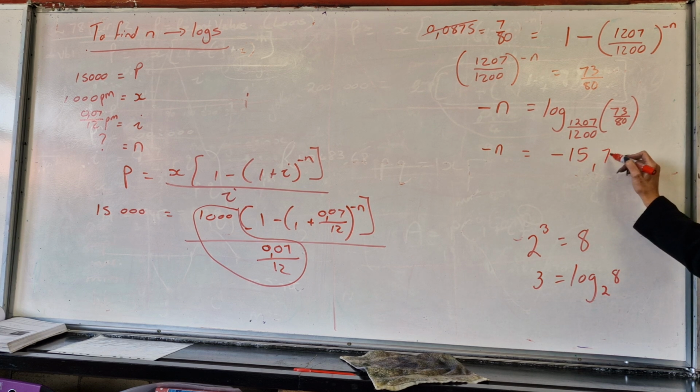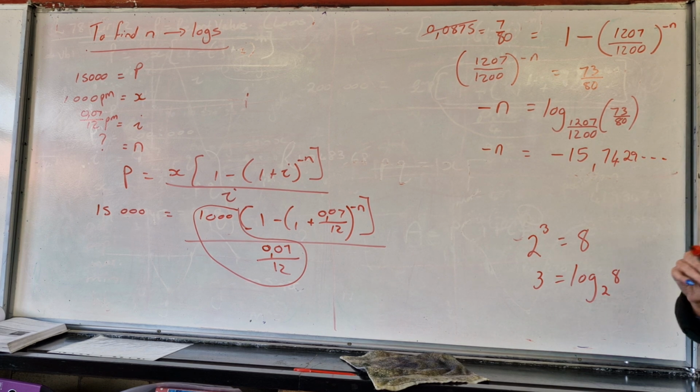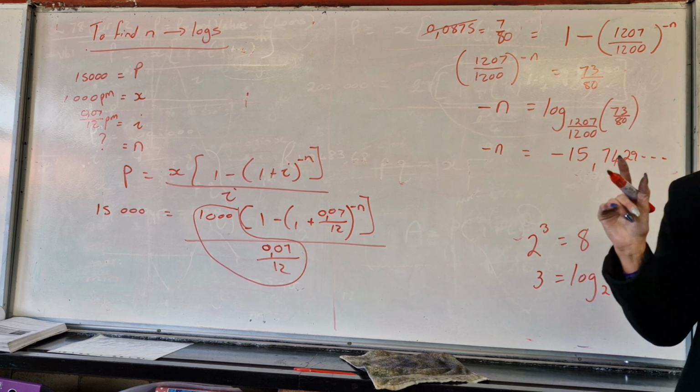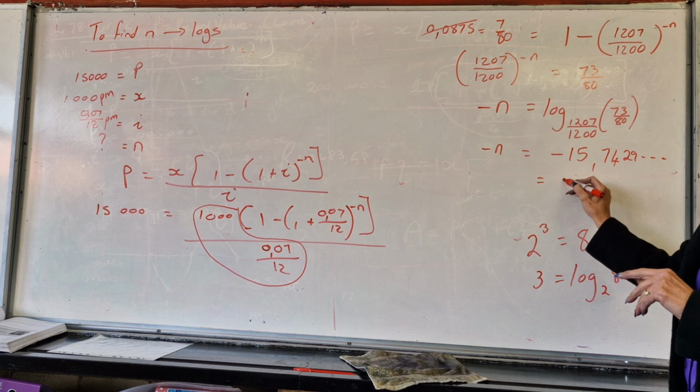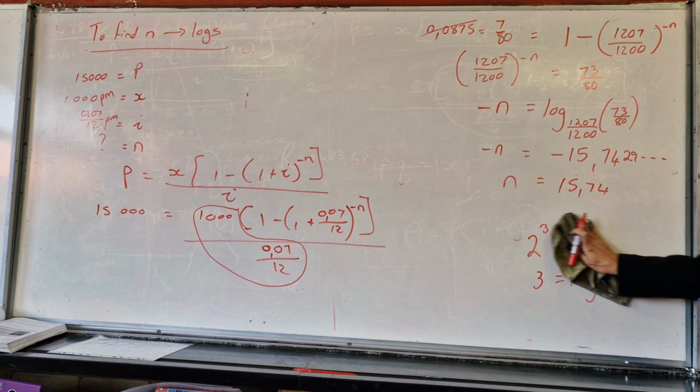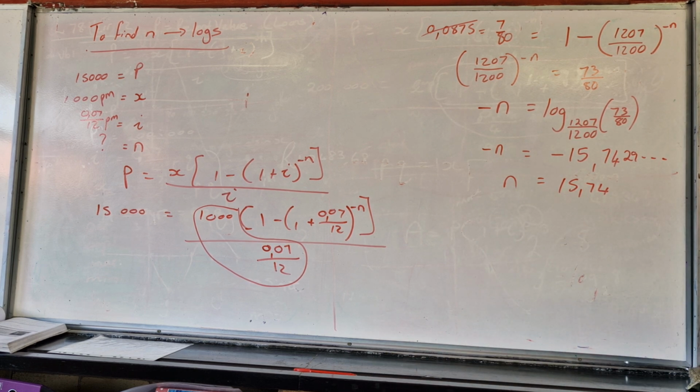15,7429. So now the question has to say something like round off to 2 decimals, I'm happy. What does it mean though? This is 15,7 for what? Months? Years? Months?